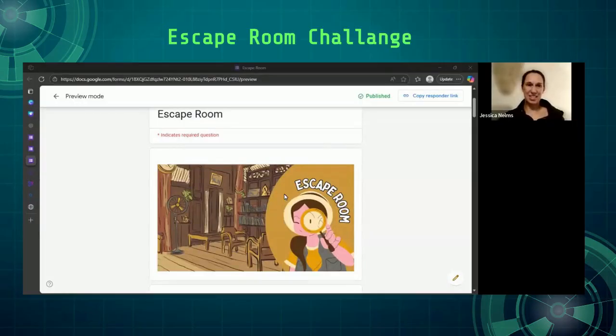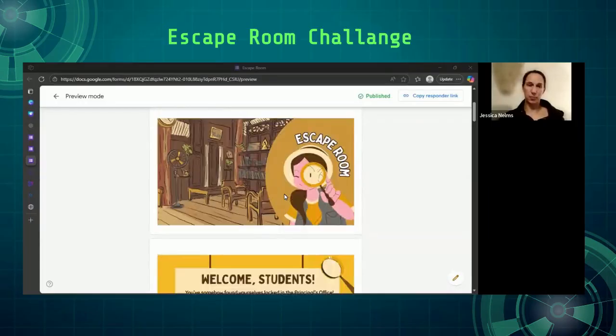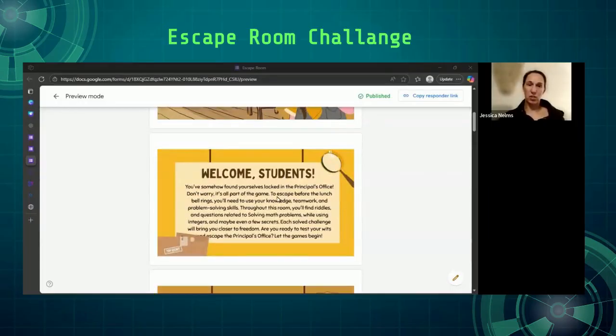Welcome to today's lesson. Today's lesson is the escape room. Somehow you have found yourself locked in the principal's office, but don't worry, it's all part of the game. To escape before the lunch bell rings, you will need to use your knowledge, teamwork, and problem-solving skills throughout this room. You will find riddles and questions related to solving math problems, while using integers and maybe a few secrets. Each solved challenge will bring you closer to freedom. Are you ready to test your wits and escape the principal's office?